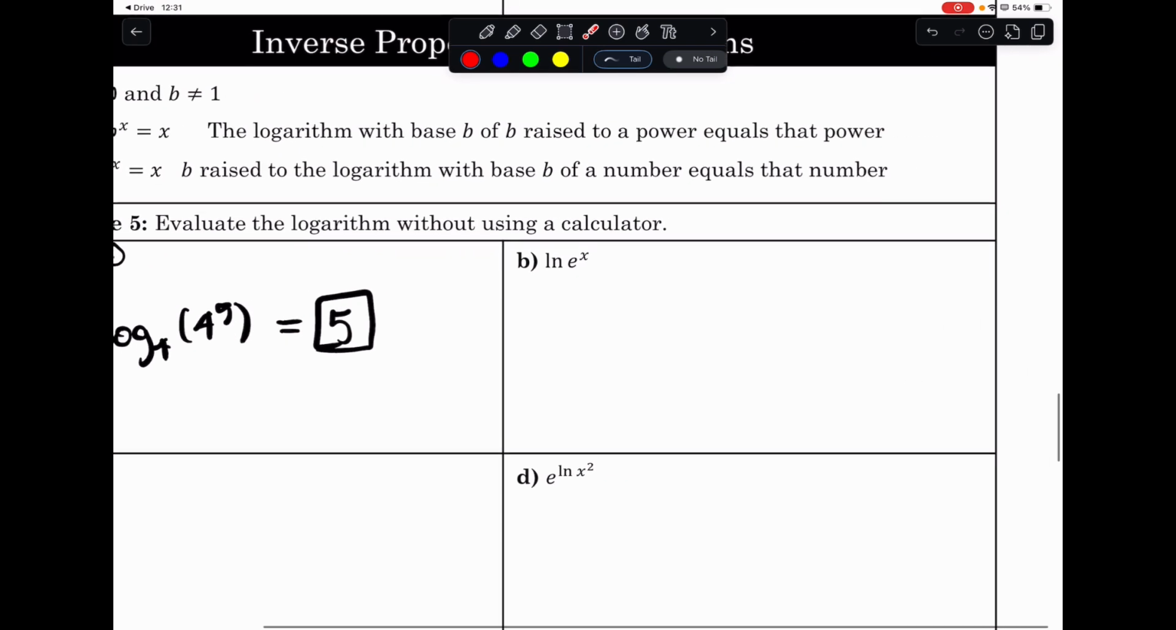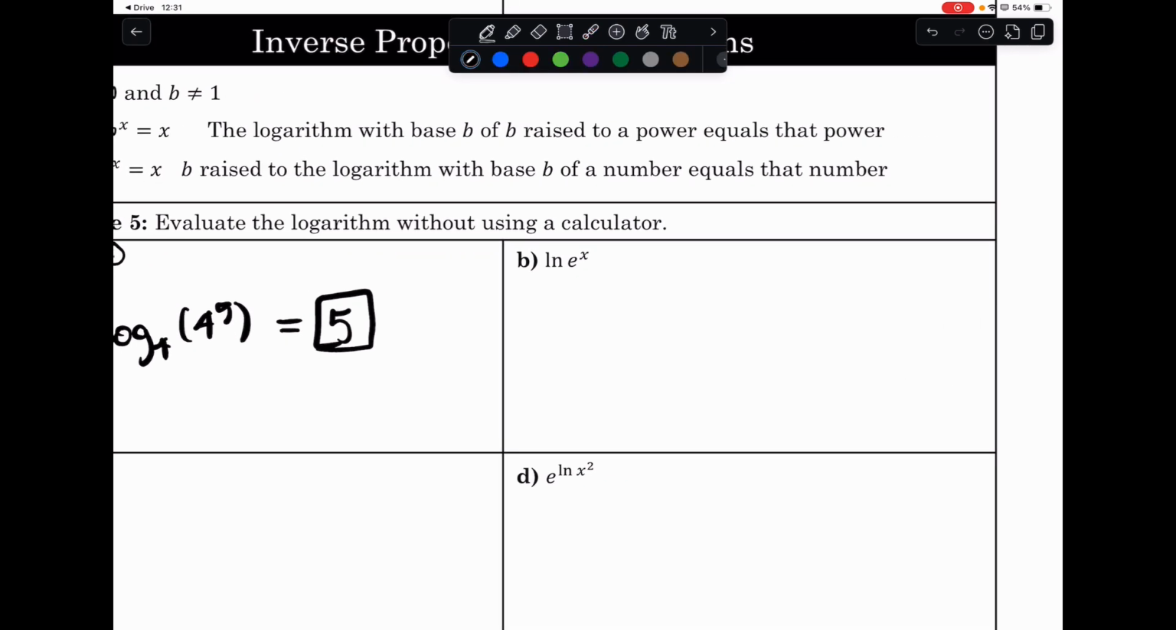So letter B does the exact same thing. Since this is the log with base e of e to the x, and the base of the log and the base of this exponential expression are the same, they're going to cancel each other out, and the only thing that is left is the exponent of x. So that would be your answer.